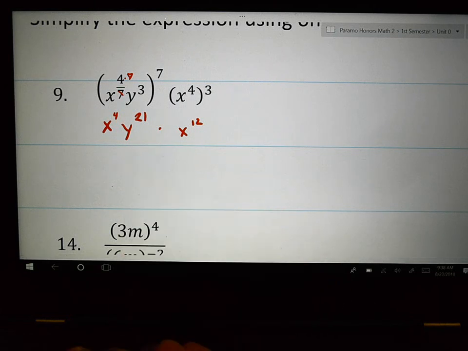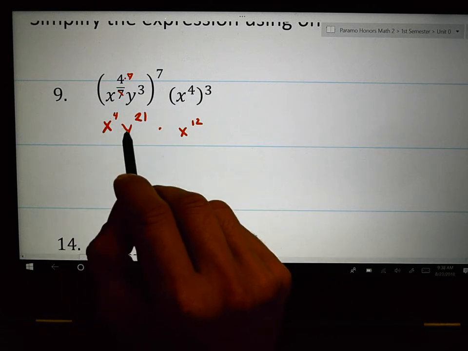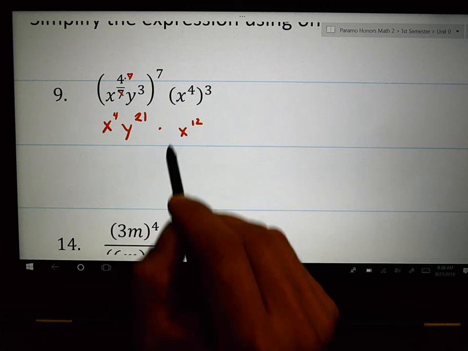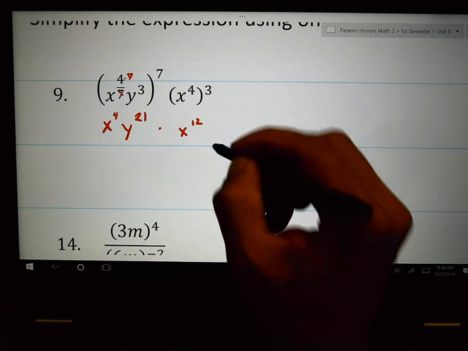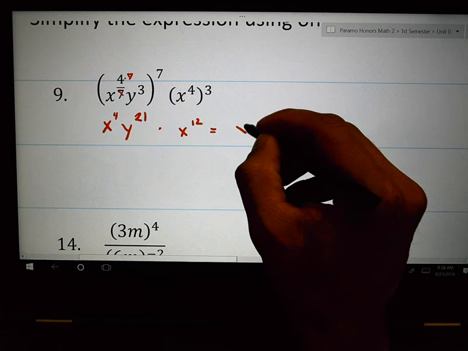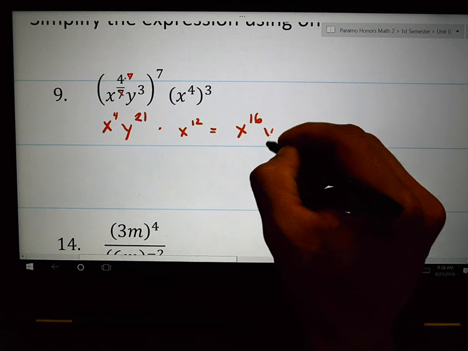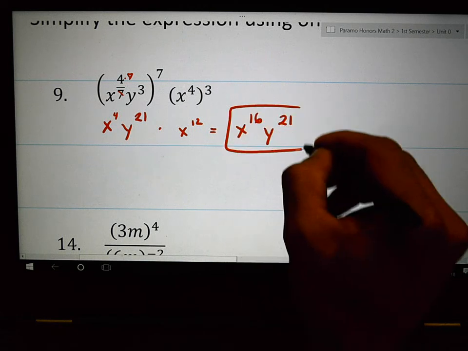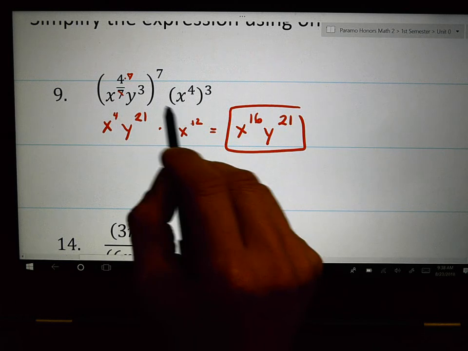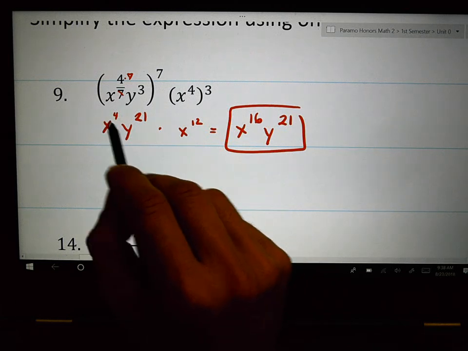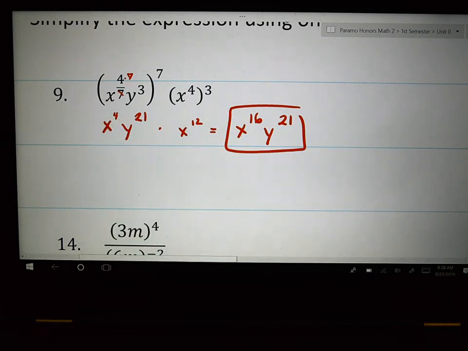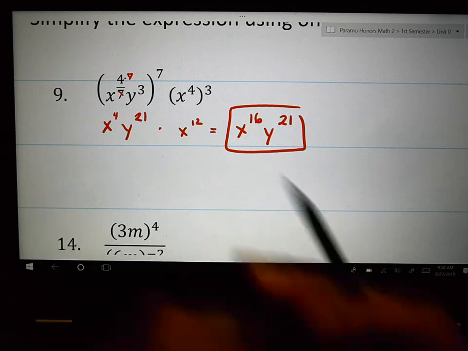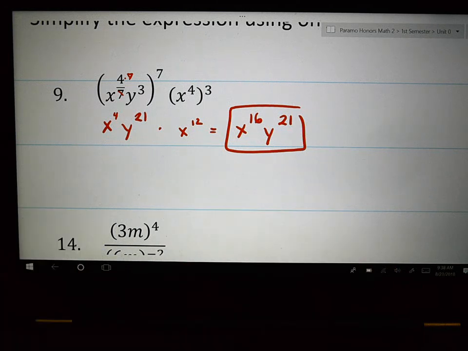And then once you get here, now I have x to the 4th, y to the 21st, and I'm multiplying it by 12 more factors of x. I put the x's together. We add the 12 factors and the 4 factors together to get x to the 16th. Because you're multiplying, you add the exponents. You do not distribute because there's no plus sign or minus sign.